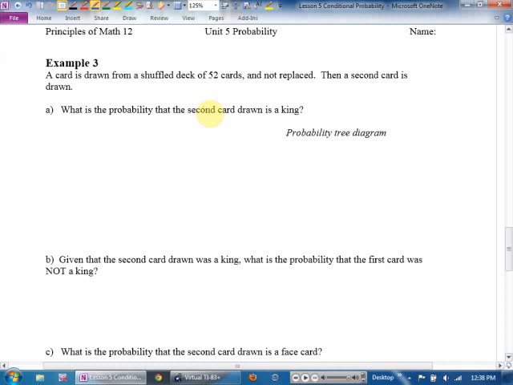We could have king on the first, not king on the first, king on the second, not king on the second, king on the second, not king on the second. Let's fill in the branches. How many kings are there in the deck? Out of? How many non-kings? Please don't count. Use the complement. 48 out of 52.